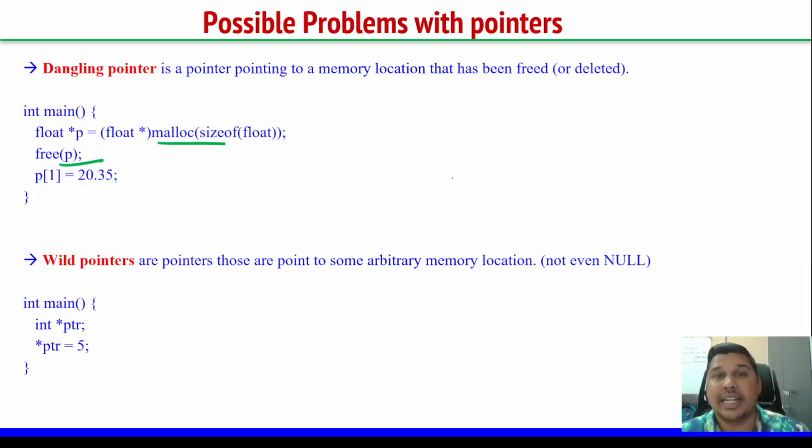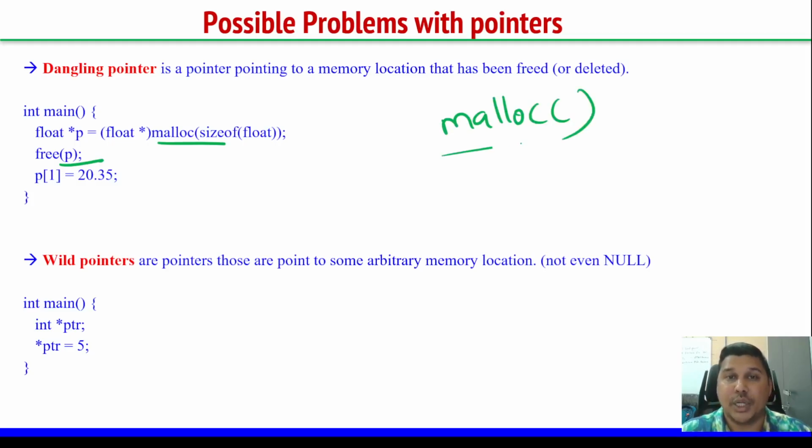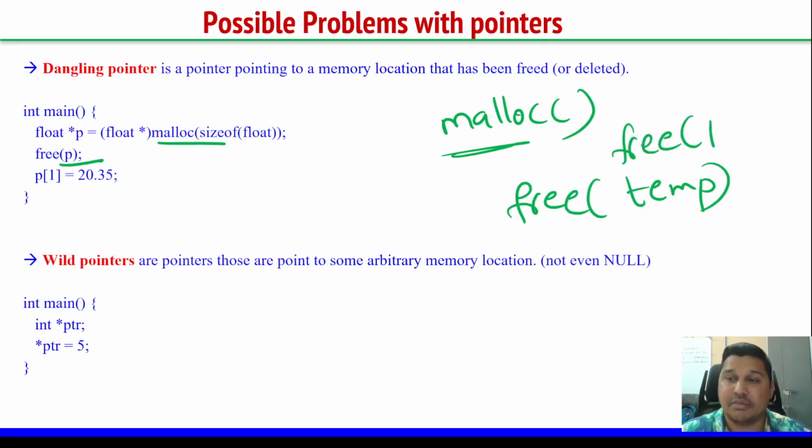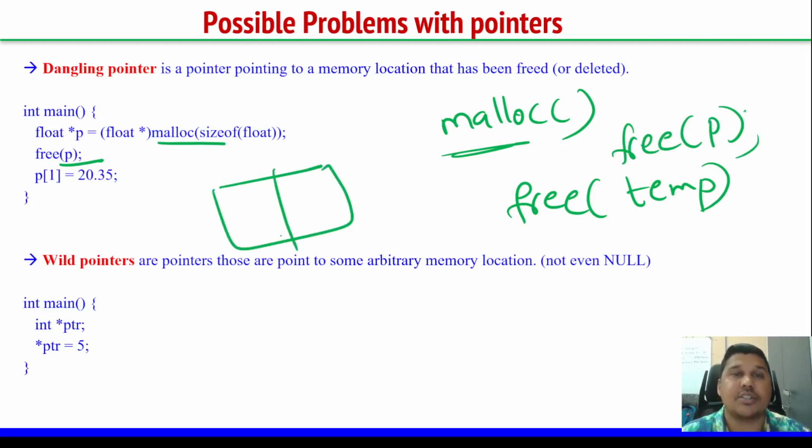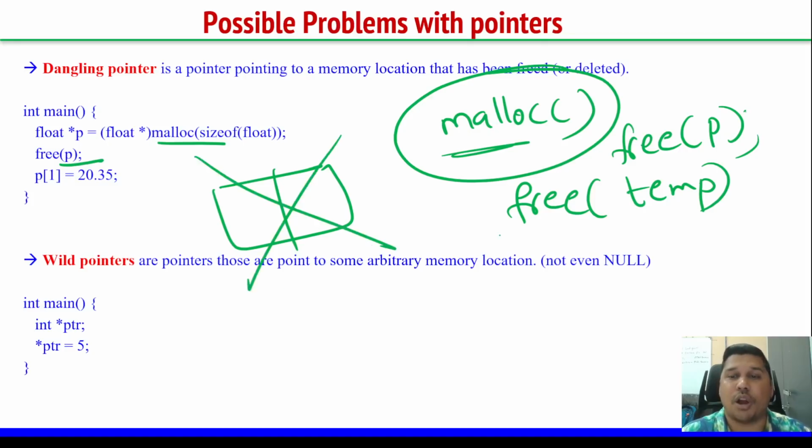If you remember, in a single linked list, we use the malloc statement, allocating memory during insertion operations. During deletion operations, we always use free. Free of temp, we are writing free of P, right? During creation, you have to create a memory block like this. For that, you are using malloc. During deletion, you want to delete this block. So for that, you are using the free function.